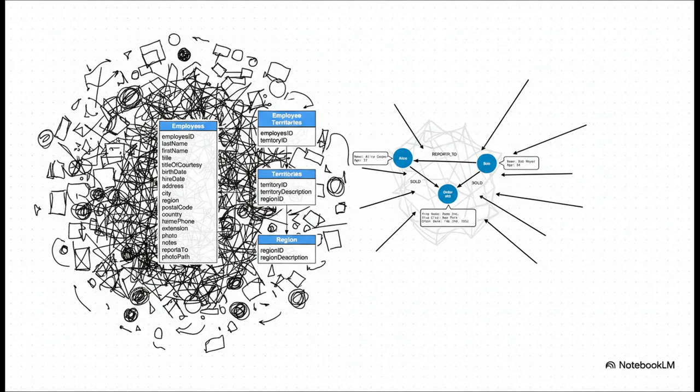And this right here, this is the whole story in one picture. On the left, that's the old way. It's this tangled web of tables and joins and keys. It's a mess, right? It's confusing. But then you look to the right, and that's the new way. It's just a simple, clean map. Alice reports to Bob. Bob sold order 23. It's as easy to understand as sketching it out on a whiteboard.